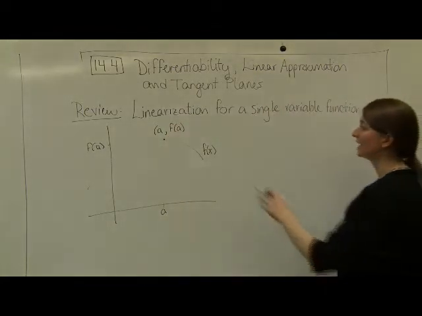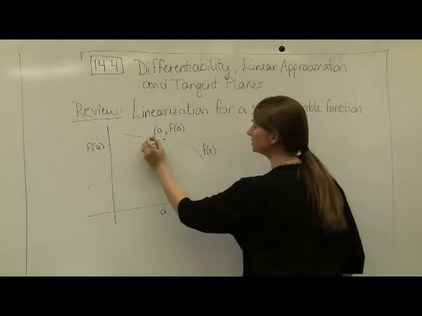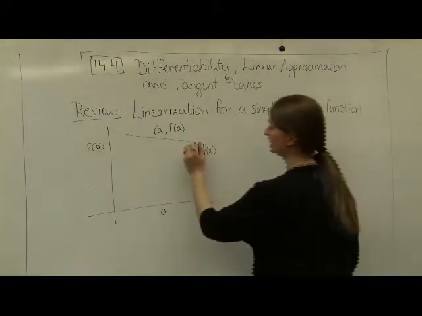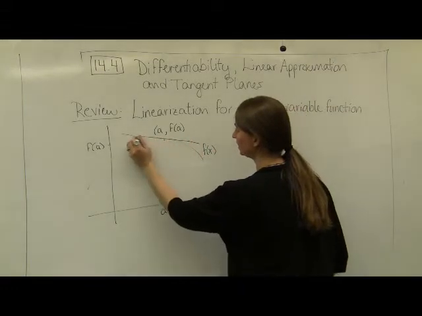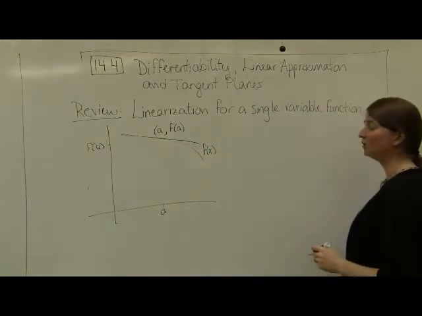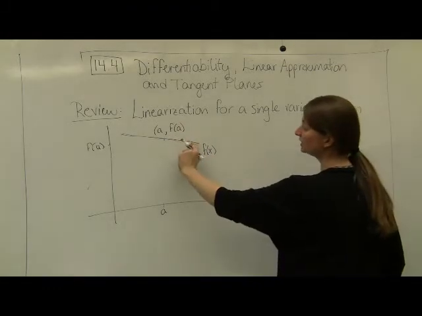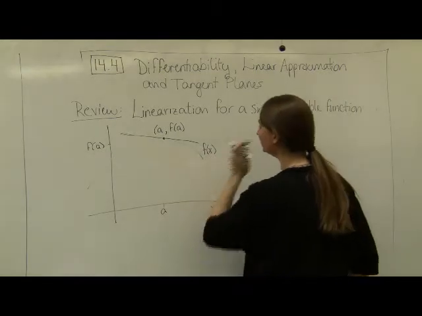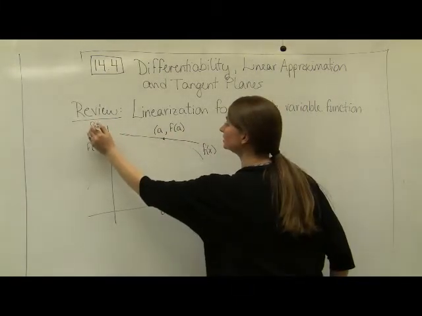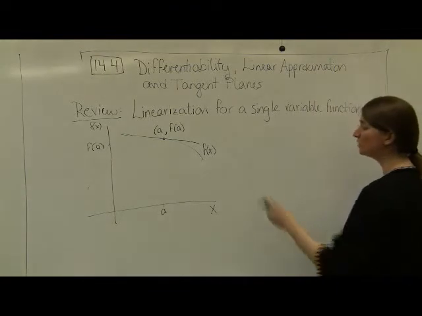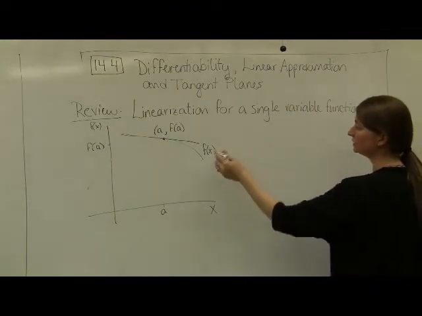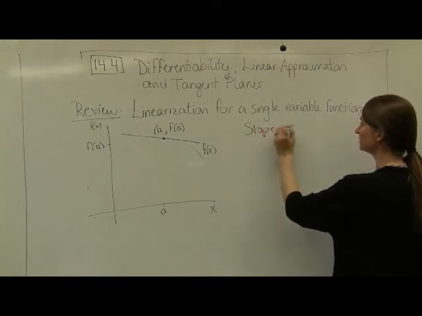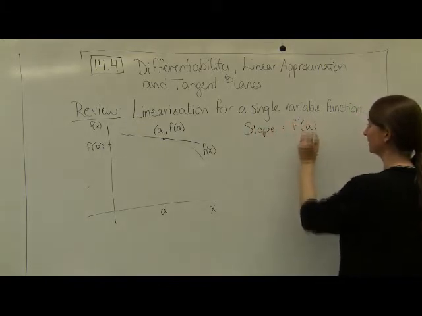In order to create the linear approximation or the linearization of this function at the point A, f of A, which is the equation of this line, the tangent line, we already have a point. All we need is the slope of that line at that point where our x value is equal to A. And in this case, maybe I should label my axes. So we all know that the slope of that point is going to be the derivative evaluated at that point. So our slope is given by f prime of A.